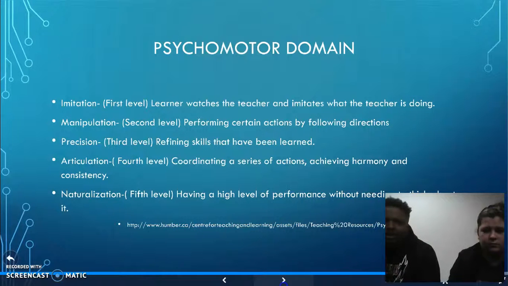And naturalization is a step where people don't always get this high in this taxonomy because it's just a natural thing without needing to really think about it. Everybody again doesn't reach this level, but there are people who do.